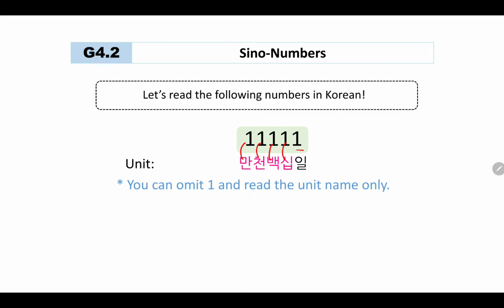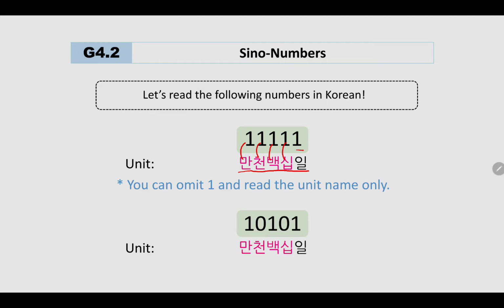The funny thing about ones is that you can actually say this in another way. You don't have to say 일 all the time. So you can say this as 11,111. One way of reading this number is 11,101. Or you can omit the 일 and say 11,101. You don't have to read 일 out loud. You can omit it.